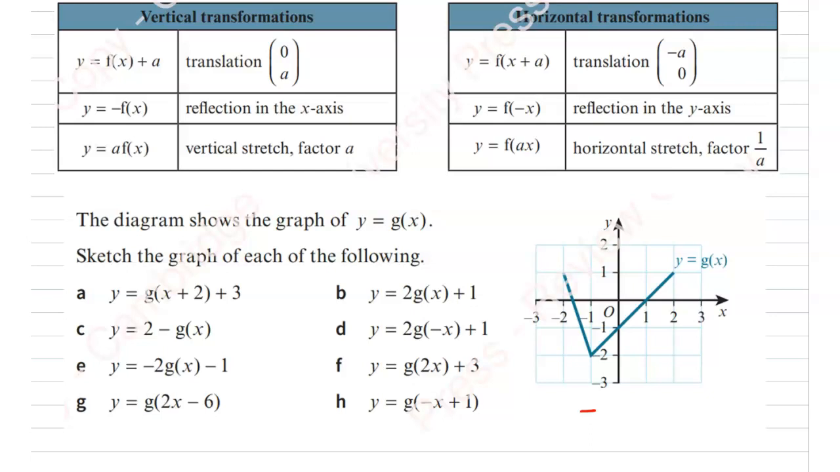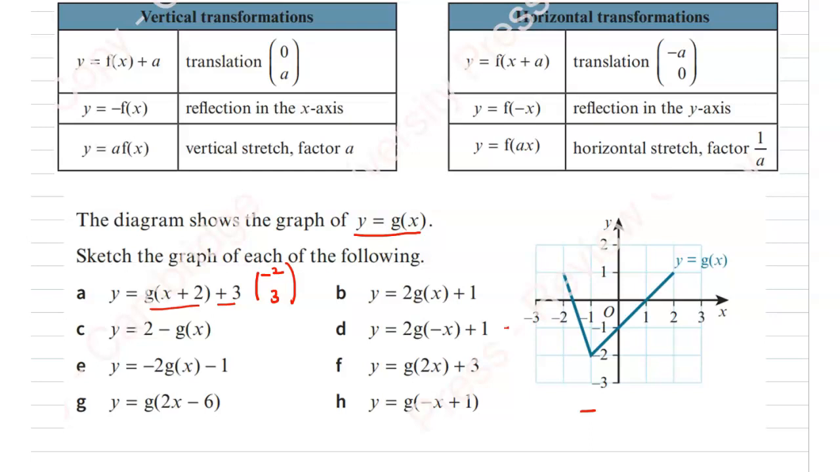Here in this question, we are given the graph of y equal to g of x. We have to sketch the graph of each of the following. So first thing given is y equal to g of (x plus 2) plus 3. So then the translation vector here is (minus 2, 3). That is, translation takes place in the horizontal as well as vertical direction. So in the horizontal direction minus 2 and in the vertical direction 3 units above.